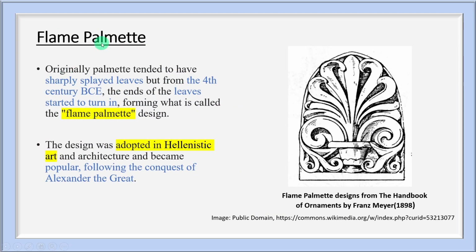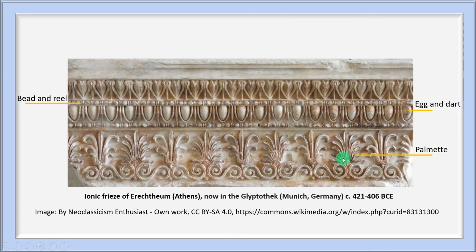Next we have a variation of Palmette, that is flame Palmette. Originally Palmette tended to have sharply splayed leaves. But from the 4th century BC, the ends of the leaves started to turn in. In this you can see how the fronds or the leaves are turning outwards, splayed out.